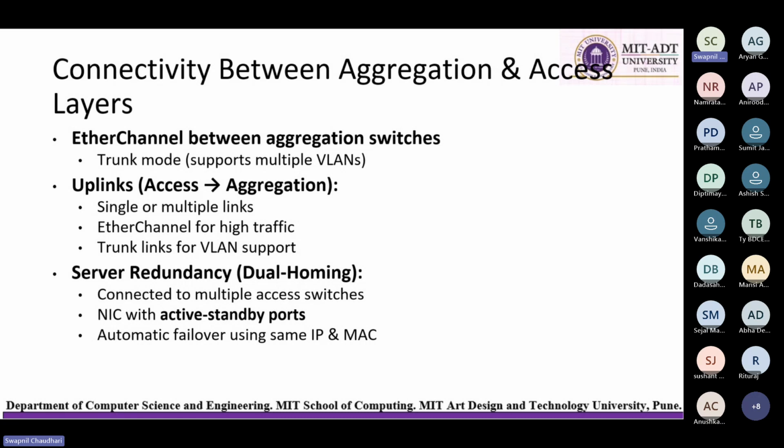Each server has a NIC, which stands for Network Interface Card, with two ports. These ports work in active and standby modes. One port is active, the other is standby. There is also a failure mechanism: if the active link fails, the standby port automatically takes over, using the same MAC address and IP address. So from the network perspective, there is no interruption.